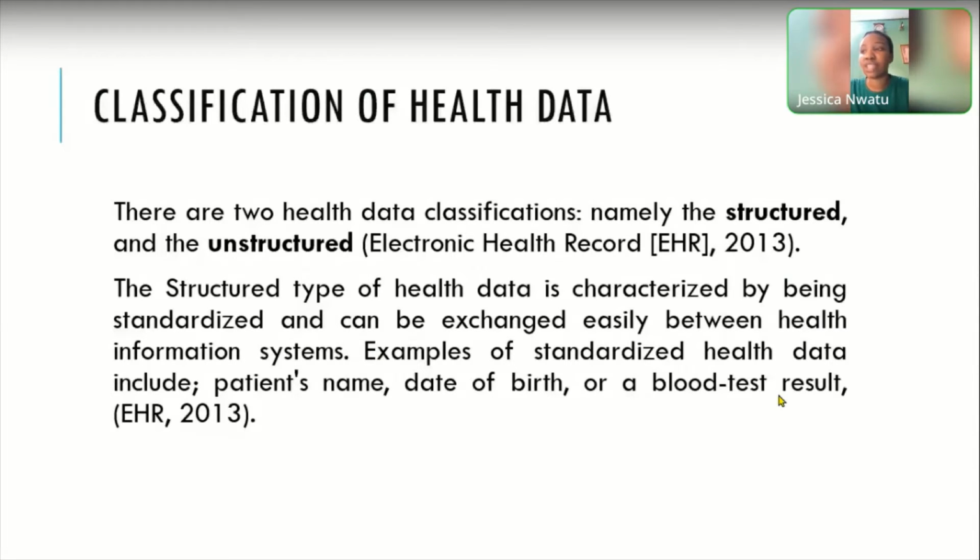The structured type of health data are standardized facts. We know that a patient's name is Nwatu Jessica. We know her specific blood group. We know her specific genotype. Those ones are standardized. They are measurable. You can see them like hard-written facts. They are certain. A person's date of birth and others. A patient's X-ray results, for instance, are certain.